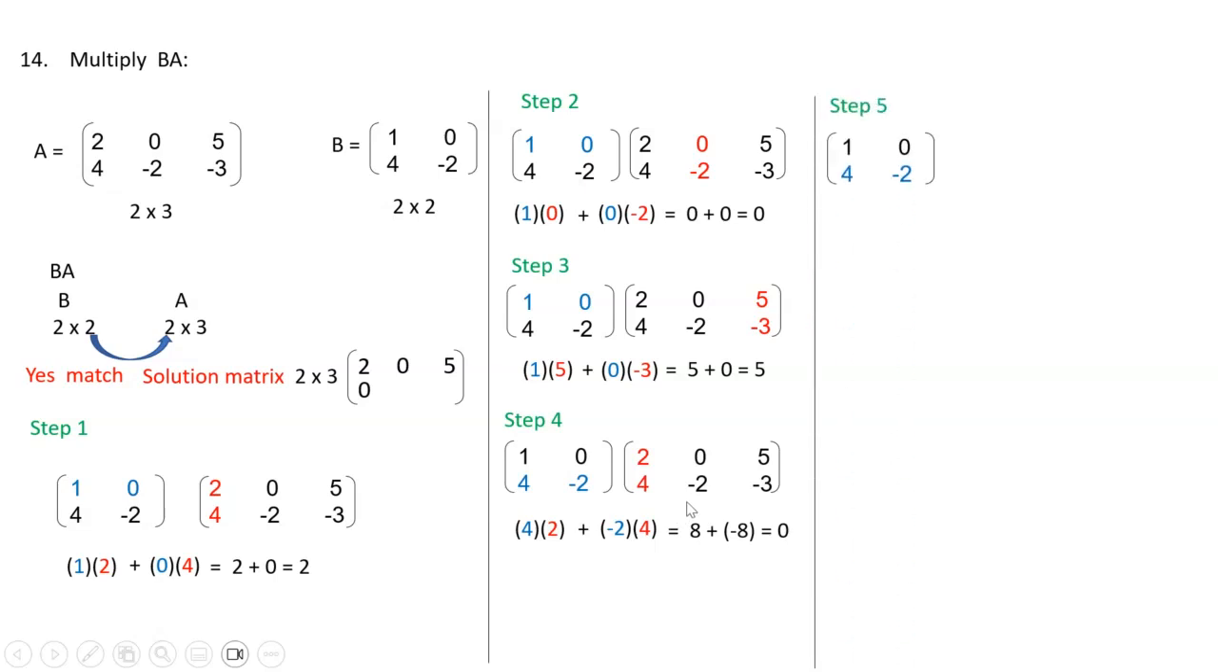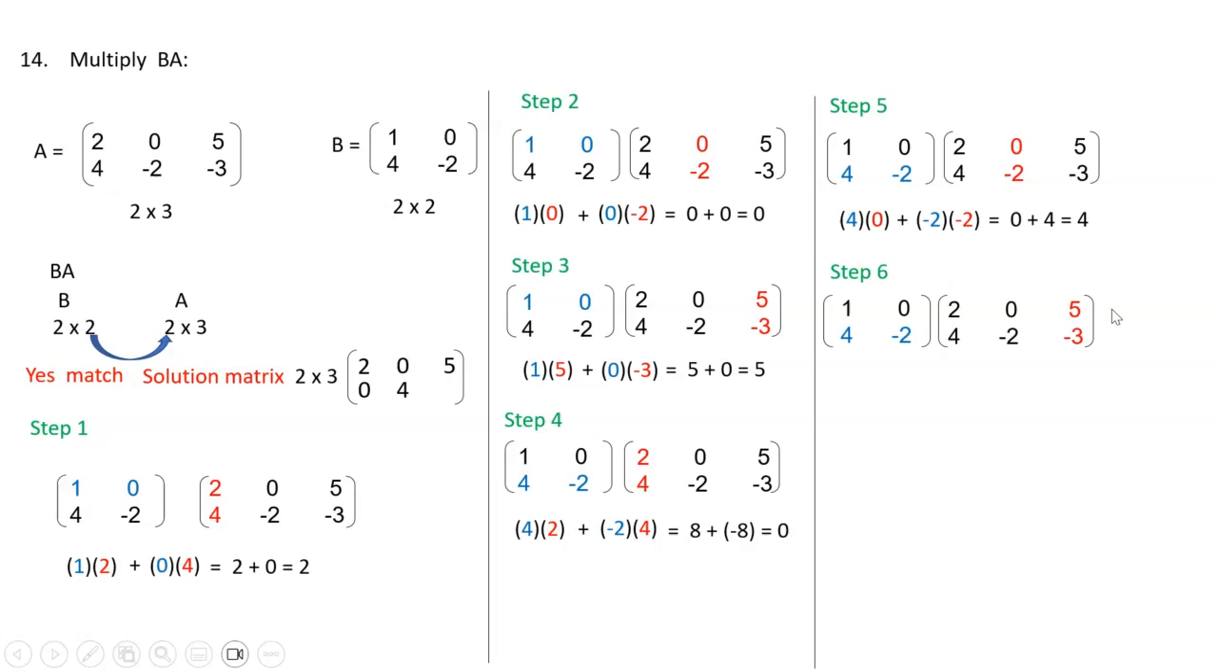Now step number 5. Multiply the second row times the second column. So 4 times 0 plus negative 2 times negative 2. It's going to give us 4. So the 4 goes on the second row, second column. Now finally, the sixth step. Multiply the second row times the last column. So 4 times 5 plus negative 2 times negative 3. And the result will give us 26.